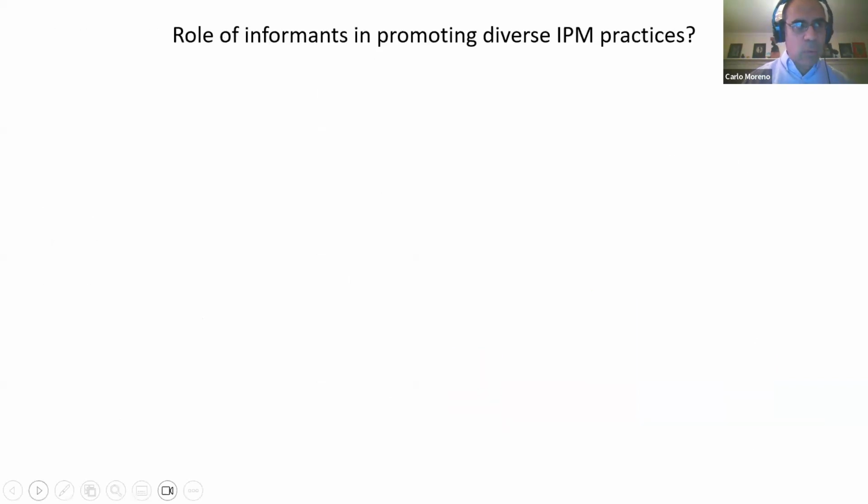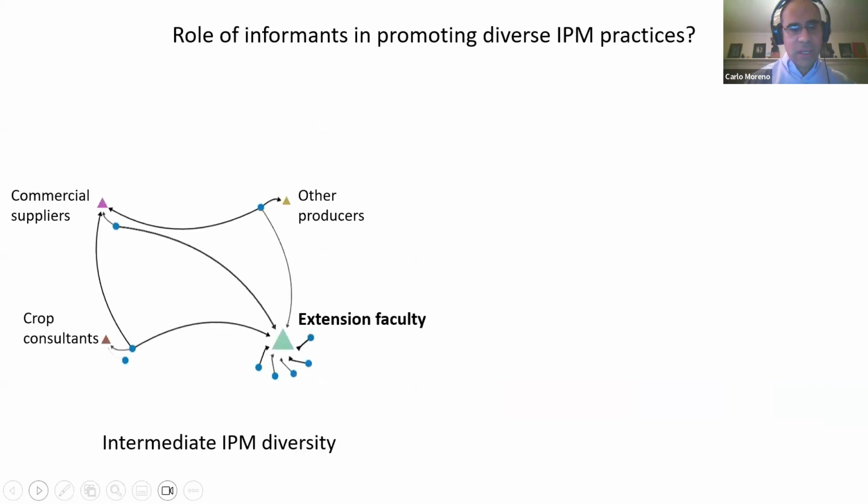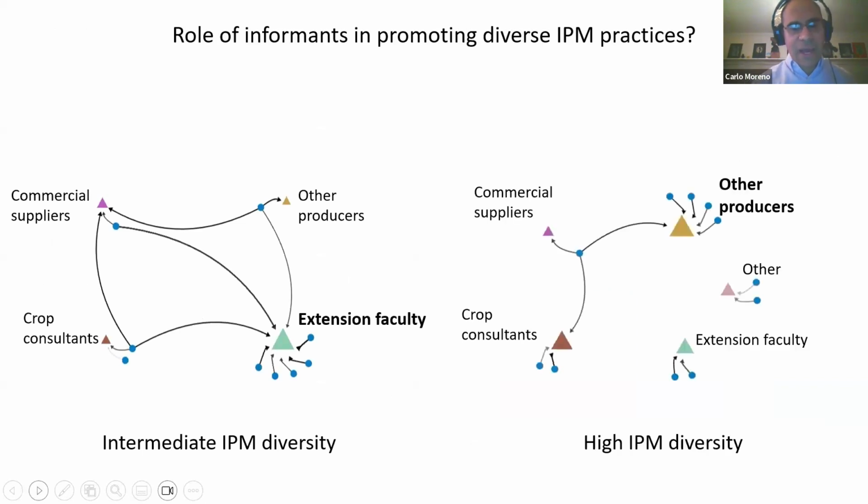when we look at the possible role of the informants within those groups that had higher diversity, what we found is that in the intermediate IPM diversity group, extension faculty were prominent informants. Again, these are the most cited affiliation of the 5 affiliations. And in the high IPM diversity group, it was again other producers. So I feel like I'm repeating the same information here multiple times.